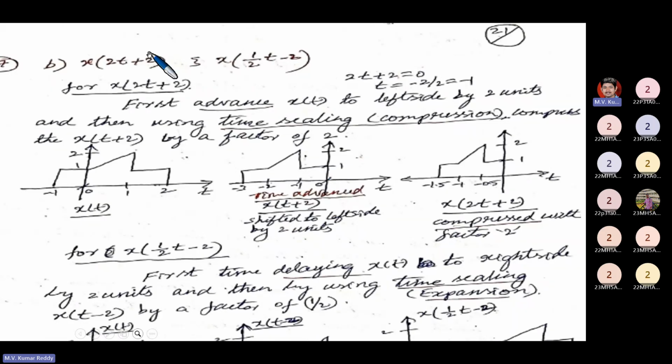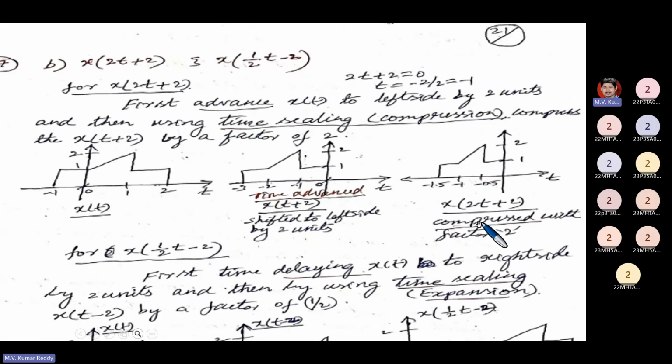Next, +2 is completed. What is the next one? 2t. 2t is equal to 1, so t is equal to 1/2. Every value should be multiplied with 1/2. So -1 into 1/2 is -0.5, -2 into 1/2 is -1, -3 into 1/2 is -1.5. The original values are 1, 2, 3, and the obtained values are 0.5, 1, 1.5, so it is compressed.